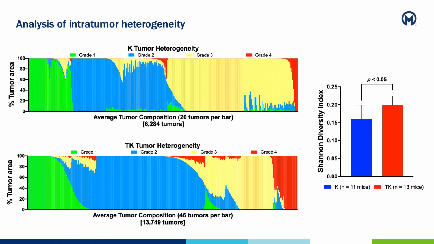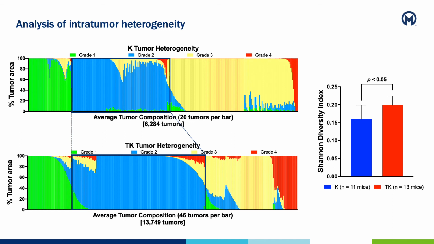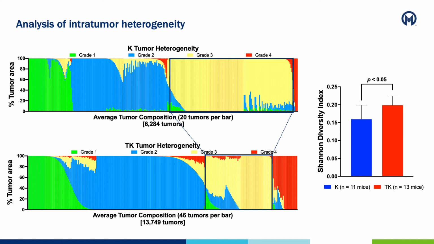In addition to analyzing individual tumor grades, we can also use GlassI to investigate the intratumor heterogeneity of each lesion. This type of analysis gives us a powerful tool for exploring changes in tumor composition and progression. By examining the distribution of tumor grades within individual lesions, we can see that TK mice have a larger proportion of tumors that are predominantly grade 2 and grade 4. In contrast, K mice have more grade 3 tumors, and these tumors appear to have a much lower heterogeneity than grade 3 tumors found in TK mice.